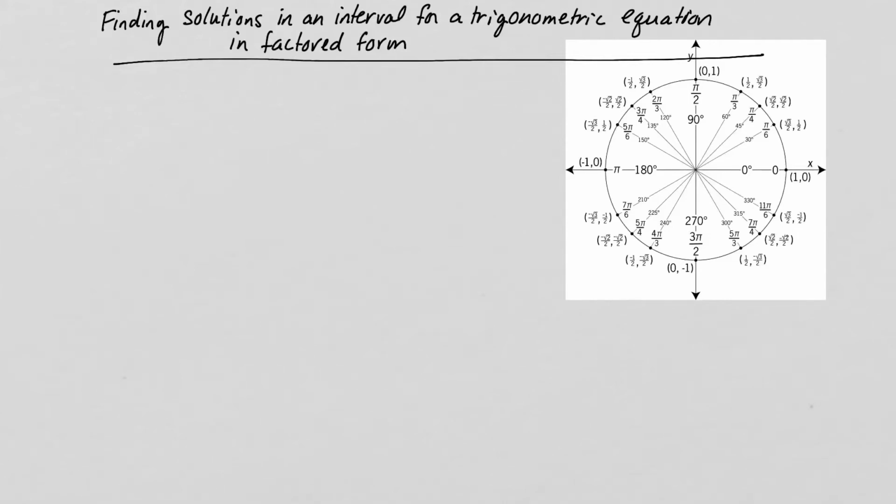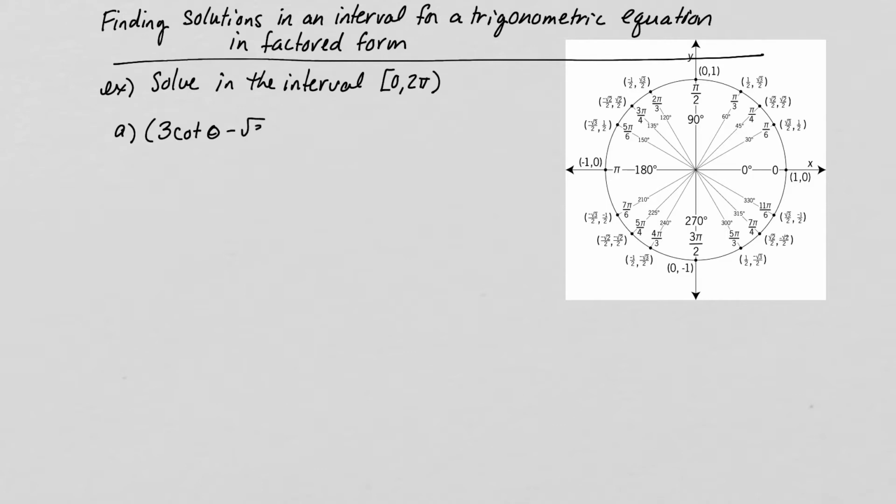In this video, we're going to look at how we solve trigonometric equations if they're already factored for us. So, for example, solve in the interval 0 to 2 pi. The first one: (3 cotangent theta minus root 3)(2 cosine theta minus root 2) equals 0. So they're already factored.